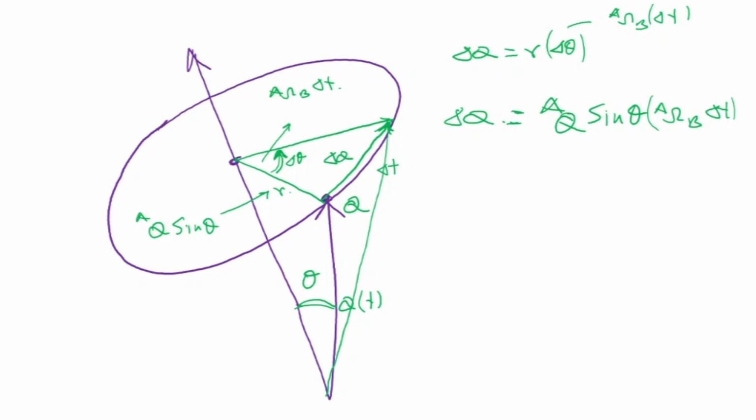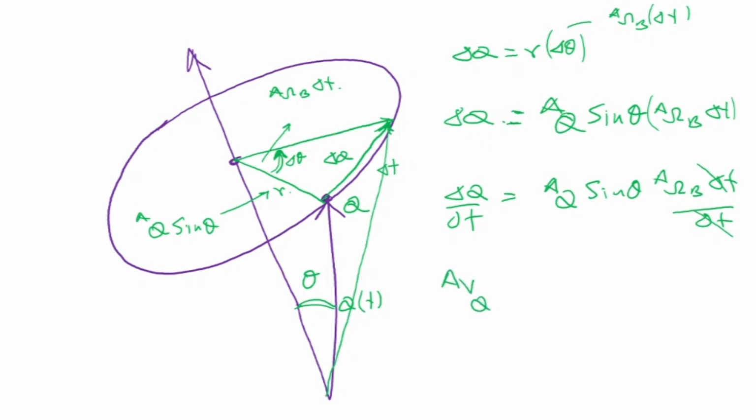Now, this has been covered in how much time? A small amount of time del t. So if I divide both sides by del t, then what will happen? Del Q by del t is equal to ᴬQ sine theta ᴬΩ_B into del t. Both sides by del t will cancel. So this is my angular velocity. So ᴬVQ is equal to ᴬΩ_B cross ᴬQ. This is what we call the angular velocity. This is my linear velocity because of the angular velocity which is given here.